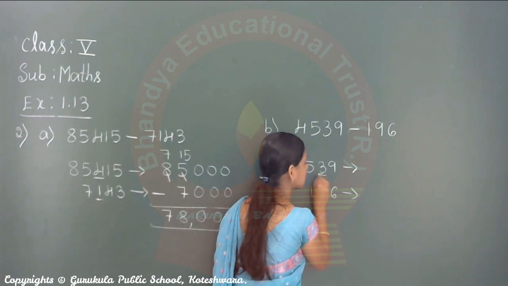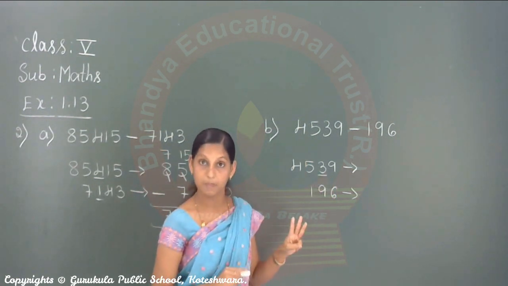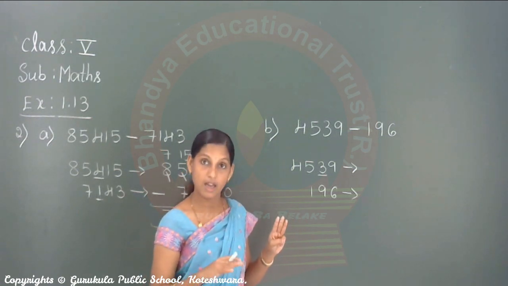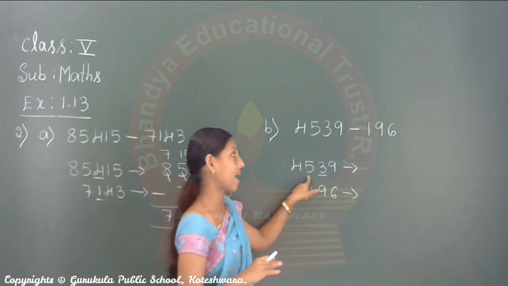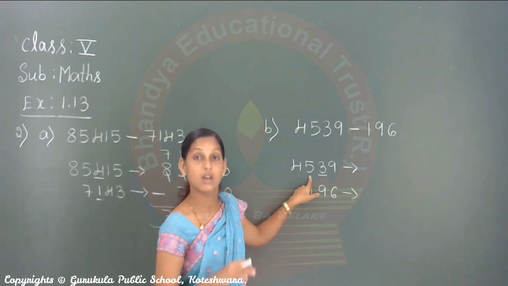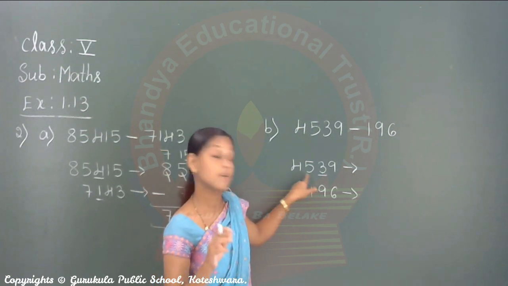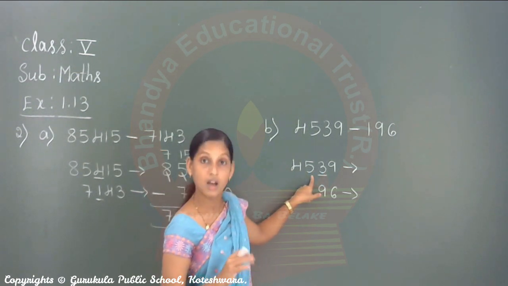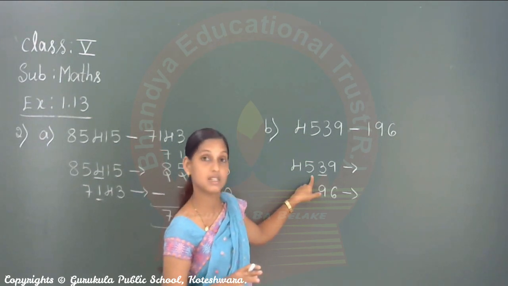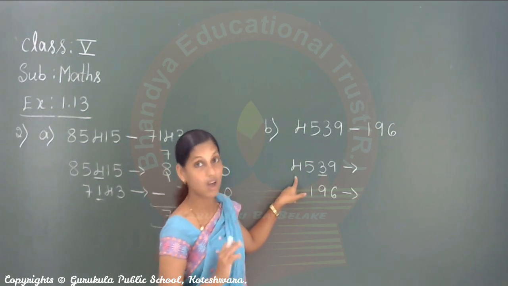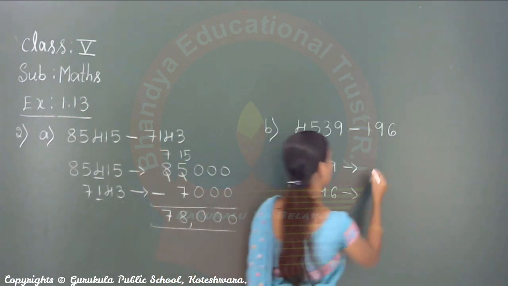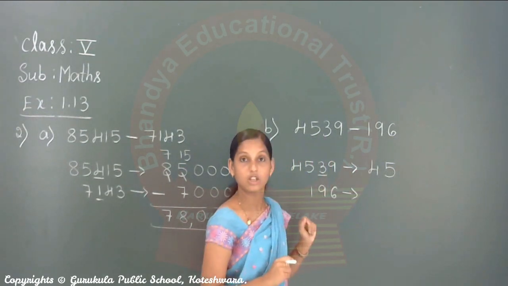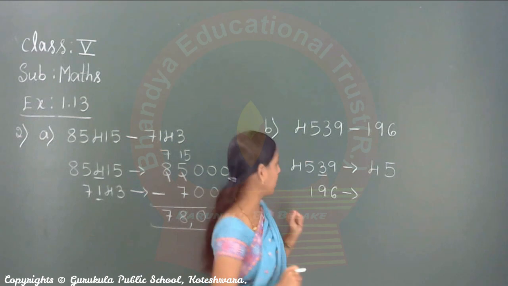See the tens place. What is there in the tens place? There is 3. Is 3 less than 5 or more than 5? It is less than 5. So we will not add anything to the hundreds place. Keep the hundreds place as it is and keep the thousands place also as it is. So 4, 5, and make the other two digits 0.